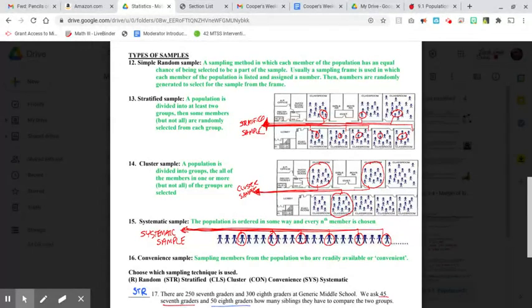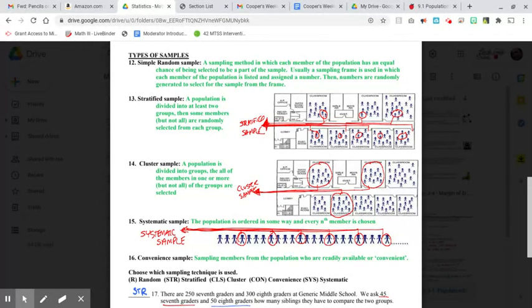The next type of sample is a stratified sample. It's where you divide your population into at least 2 groups, and then some members are randomly selected from each group. So for instance, if I divide the class into who sits on the left side and who sits on the right side, then I have stratified it. I've divided it into groups, and then I will randomly choose 2 people from the left side and 2 people from the right side. Okay.